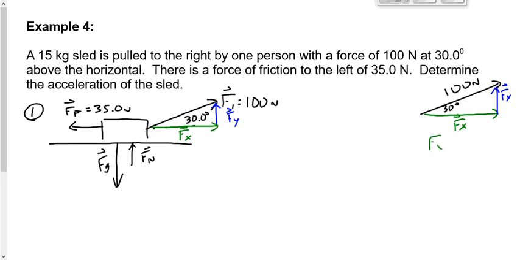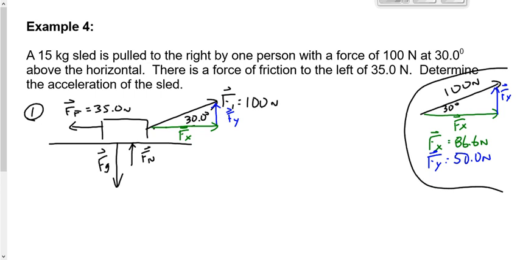Fx is going to be equal to 86.6 newtons using the cosine function, and Fy is equal to 50 newtons using the sine function. Does that make sense where I got those two numbers from? Let's box it off. And then let's go to step 2. This is more like step 1.5, right? We kind of went off to the side, did our little thing. Now we'll go back to our recipe.